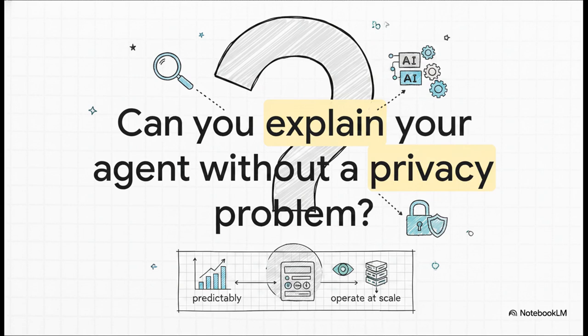Ultimately, observability isn't just about debugging. It is your control plane for trust. So as you go out and build your next agentic system, you have to ask yourself, when production asks for proof, can you explain exactly how your AI agent behaved without accidentally creating a massive new privacy problem in the process? The next phase of enterprise AI isn't going to be won by flashy tech demos.